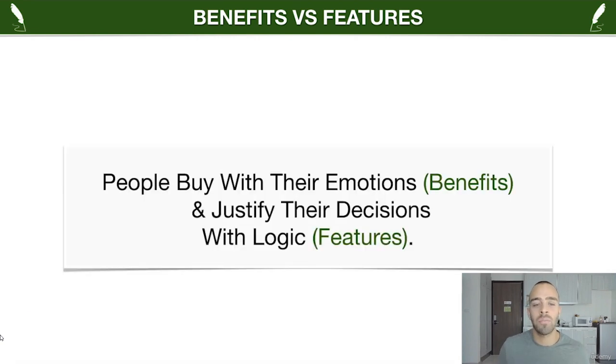Look at this, guys. People buy with their emotions. The benefit, what does it do for the customer? Why should I even care to buy this? Okay, so people buy with their emotions and justify their decisions with logic. You definitely want to put in some logic there, which is the features. So combining the benefits with the features is the winning strategy.